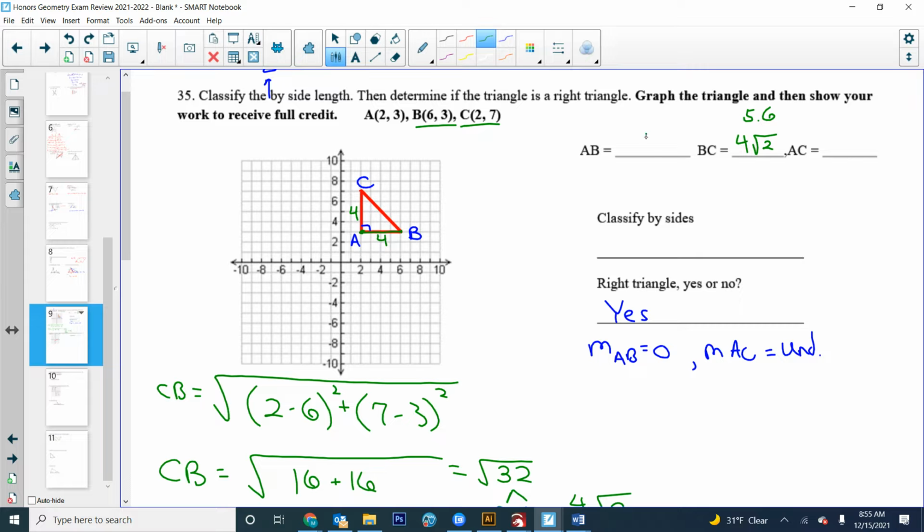AB was 4. AC was 4. So this triangle would be classified as what? Isosceles. Okay. I forget how I asked, but if I didn't say, you have your choice. You could have either one of those. I would have accepted it. You should be able to do it both ways. But if I don't specify, you can answer it either way. Questions on that one? With correct work.